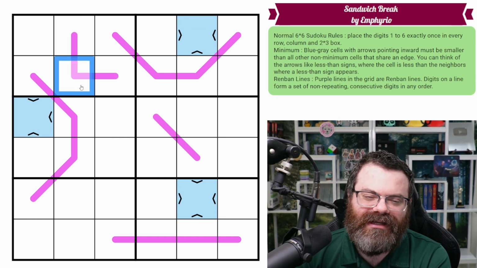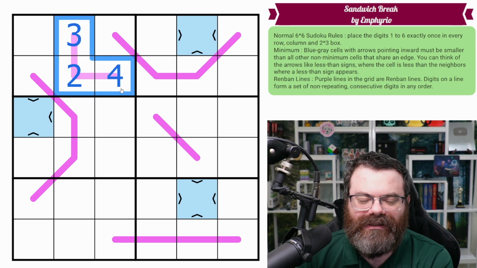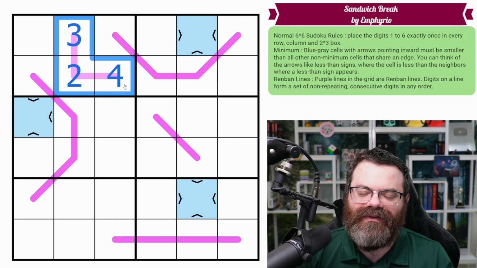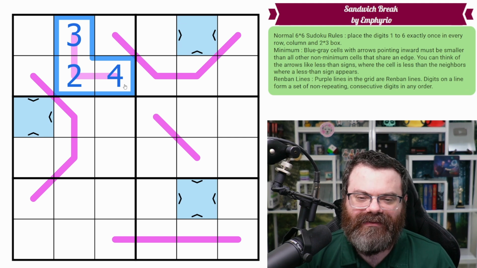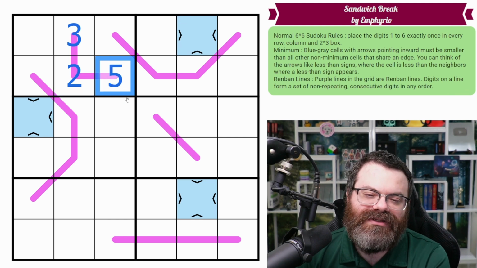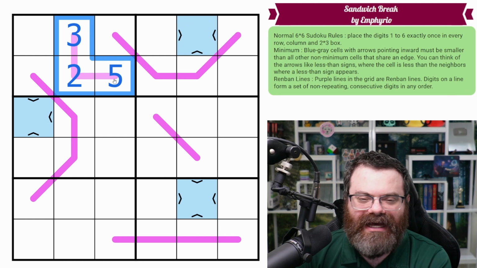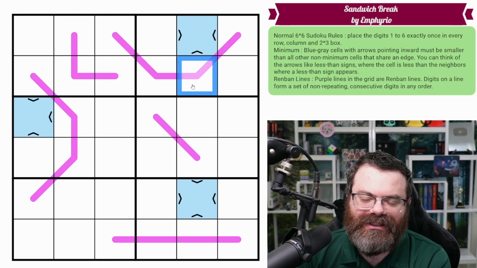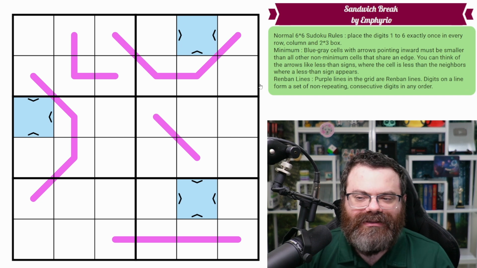So 2, 3, 4 could end up 2, 3, 4, any order, right? The order doesn't matter. What matters is that when you take the digits on the line as a whole, they end up as a consecutive sequence. So what we can't do is 2, 3, 5, because 2, 3, 5 is not consecutive. You also can't repeat the digits, because if you repeat a digit, you're also not consecutive. All right. So those are the rules.